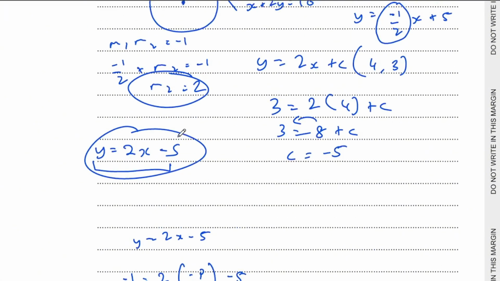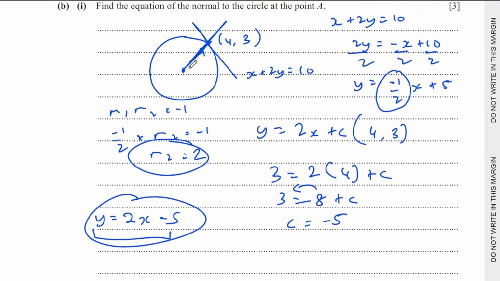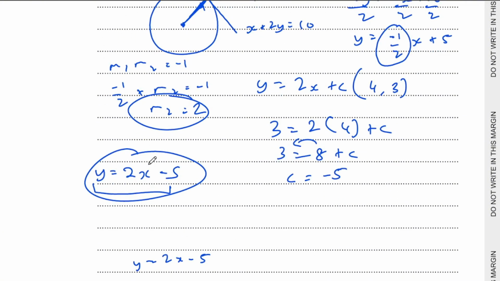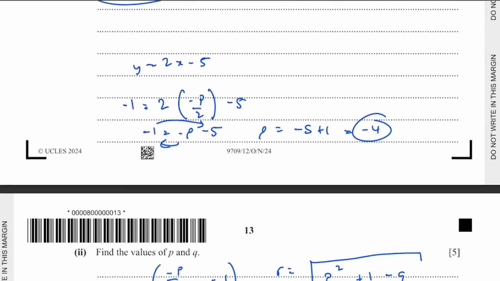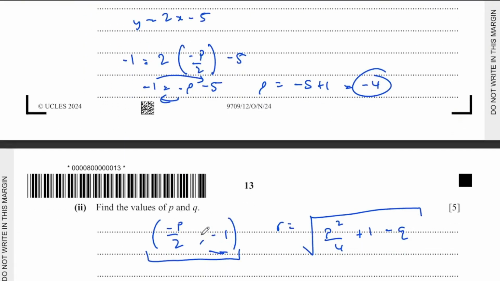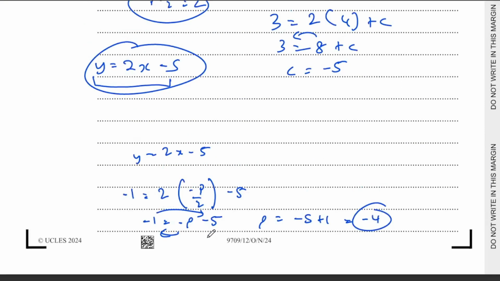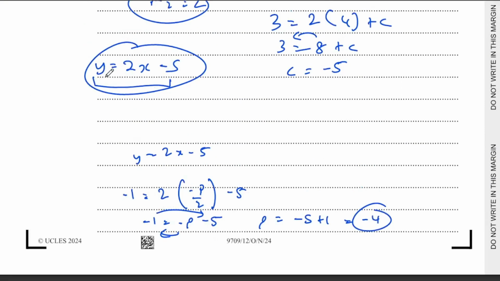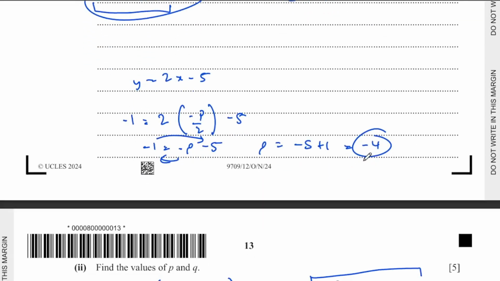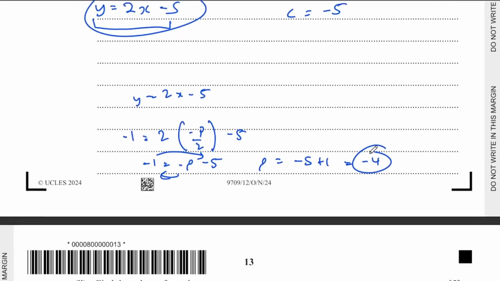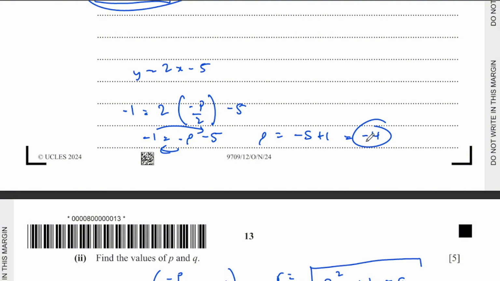And so what we see here is that we use the equation of the normal, because we know the normal passes through the center. We use the equation of the normal, which was 2x minus 5, to find what p was, because we already had that the center has a y coordinate of negative 1, right? And so we put that negative 1 into this line, and we got our x value, which was negative p over 2, which in this case gives us p equals negative 4.